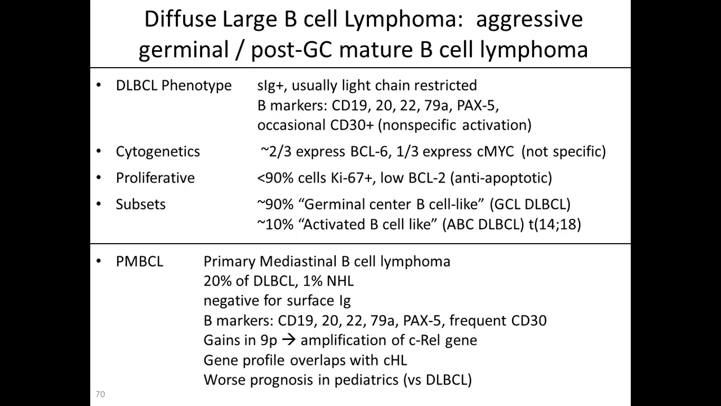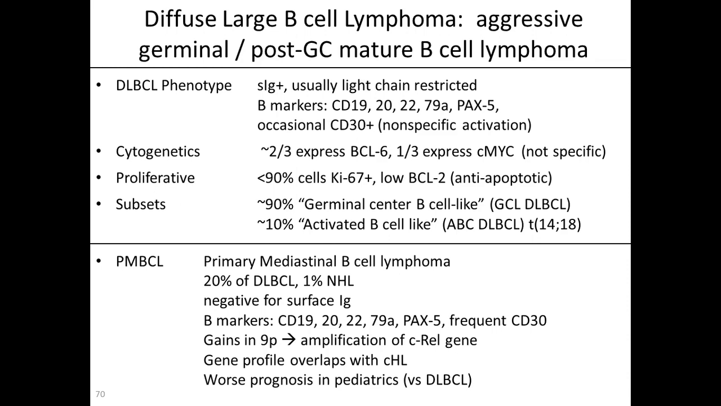This, like Burkitt's, has surface IgG. It is usually light chain restricted. It does express B-cell markers, and it will occasionally express CD30, which is just a nonspecific activation marker in this case. About 2/3 will express BCL6. About a third will express c-MYC. So these are common findings, but not specific findings. It's highly proliferative, but less so than Burkitt's.